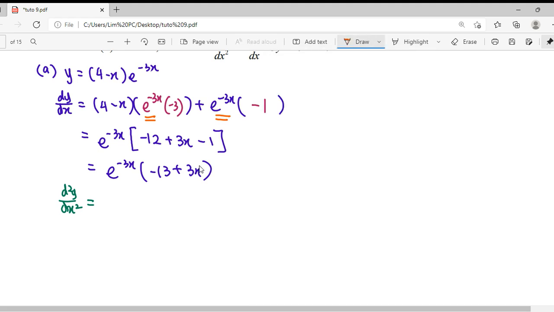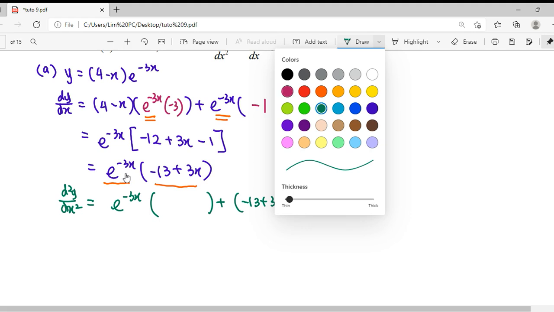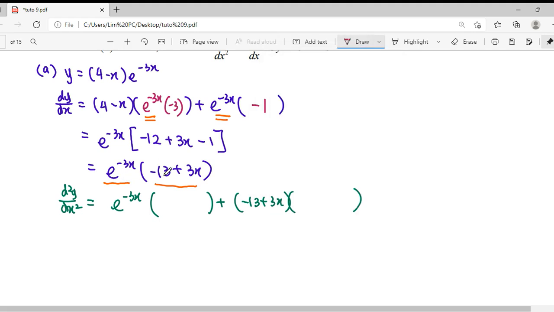For the second derivative, we have to refer to our result from the first derivative. What is it? It is an exponential function multiplied with a linear function. So multiply again, so we will have product rule. Again, copy the front, differentiate the back, plus copy the back, differentiate the front. Differentiate the back: constant gives 0, differentiate 3x, we get 3.